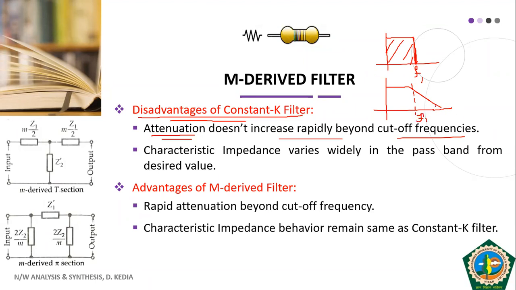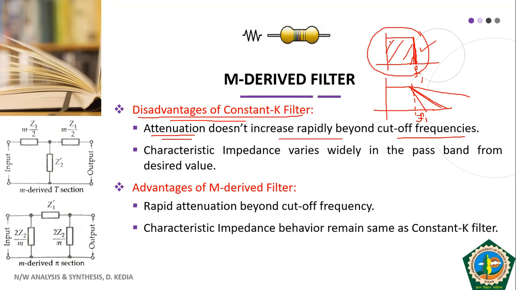Okay, so when we say that attenuation does not increase rapidly beyond cutoff frequency, this means that attenuation is not increasing rapidly. Okay, so it could have been like this also, but we want that at cutoff it should immediately attenuate, but that does not happen. Practically what we can do, we can increase the rate of attenuation, but we cannot make it like this. This is the ideal filter which is not realizable.